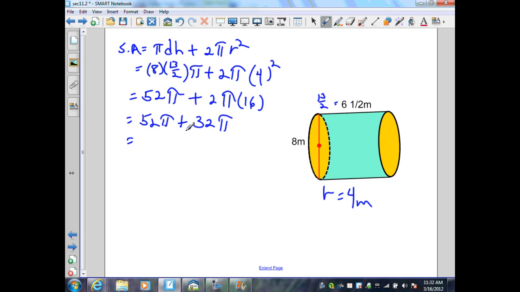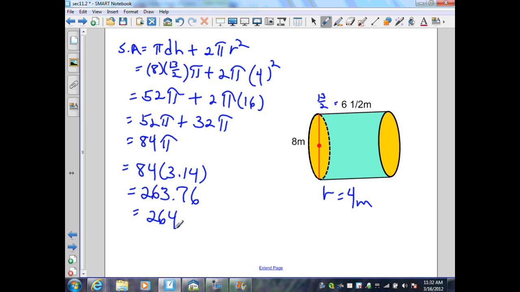And when I combine like terms, I'm going to get 84 pi. Now, at this point, my solution is in terms of pi, which would be 84 pi square units. Now what I need to do is to multiply that by 3.14. So I substitute 3.14 for my approximation for pi. And when I do, I'm going to get 263.76. When I round to the nearest whole number, that's going to be 264 square meters.